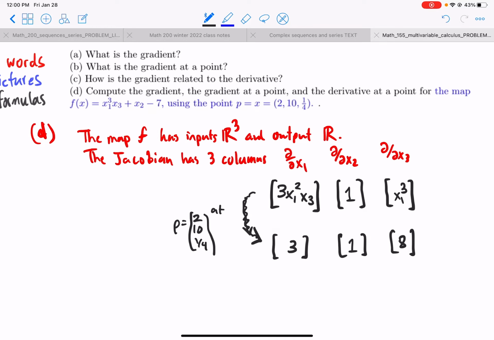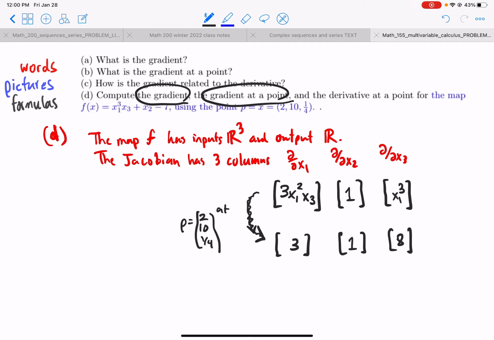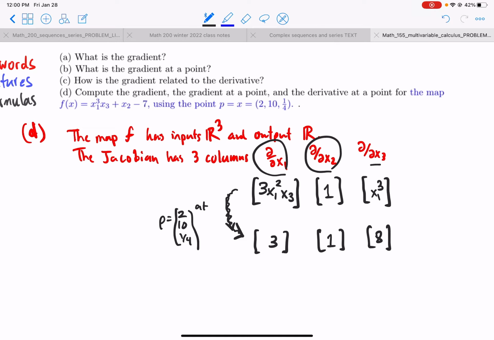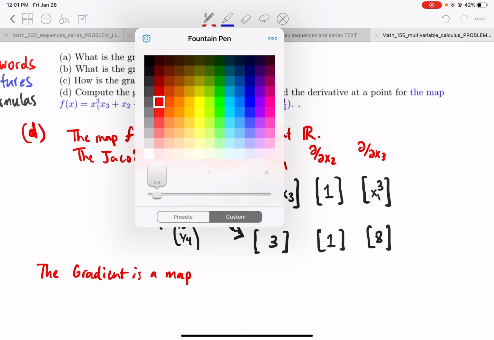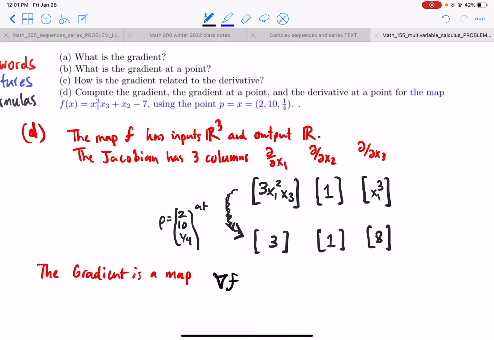Okay, and so now I've done my pre-work. So now, what is the gradient? What is the gradient at a point, and what is the derivative at a point? Well, we're just going to use all this stuff that we computed, all these partial derivatives. We're going to put them together in different ways. So let me grab words. Gradient. The gradient is a map. In this case, we call it upside down triangle F, or grad F. That's how you say this symbol, grad F.